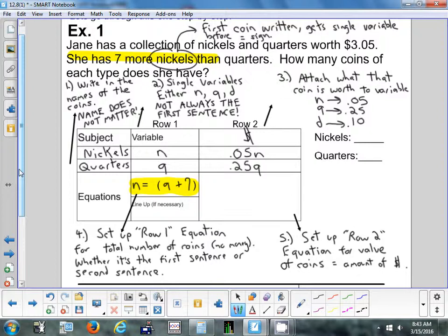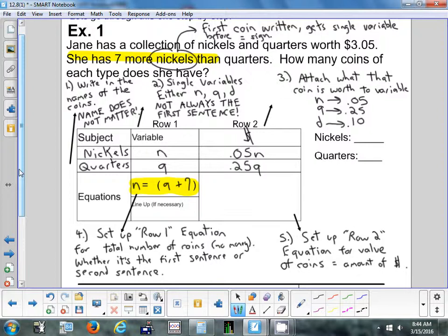All right, so we're going to set up row 2 equation for the value of coins. Now, does the first sentence or the second sentence deal with the amount of money for the coins? Which one deals with the amount of money? No. Second sentence deals with how many we have. 7 more nickels than quarters. That's the total number that you have. The first sentence deals with the amount of money. Jane has a collection of nickels and quarters worth $3.05.